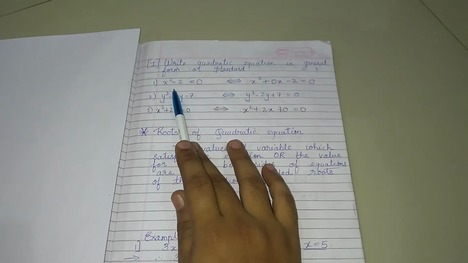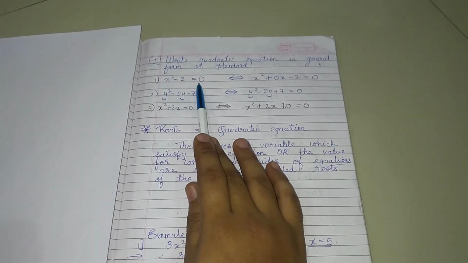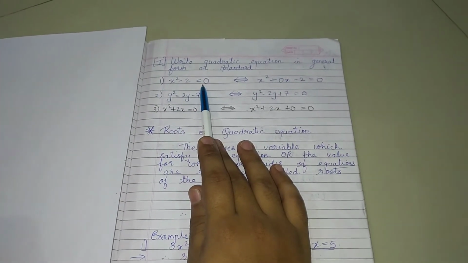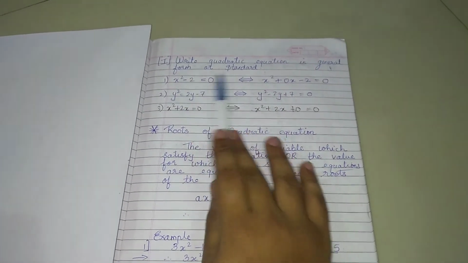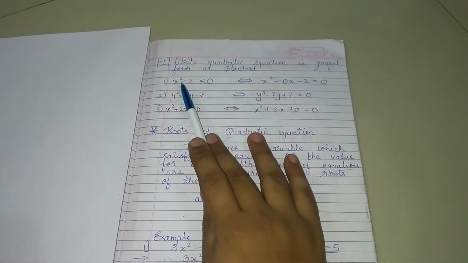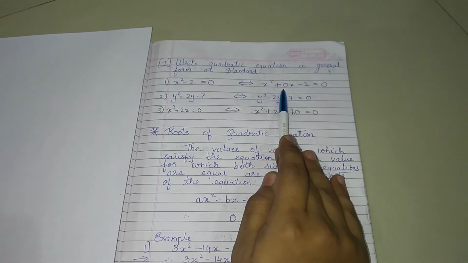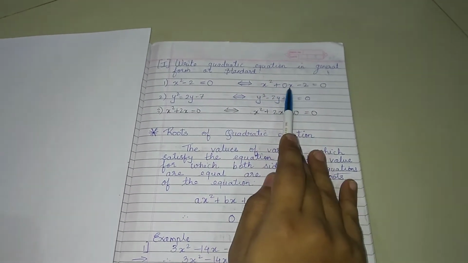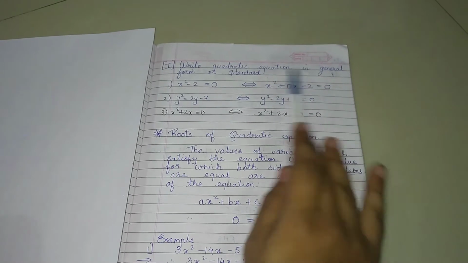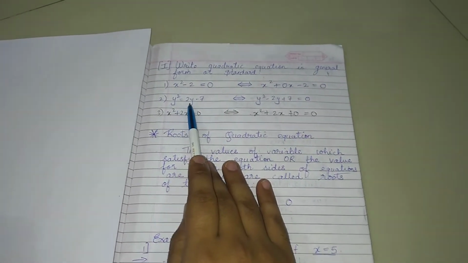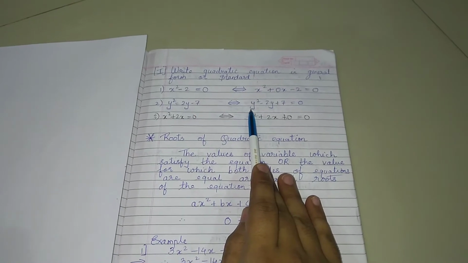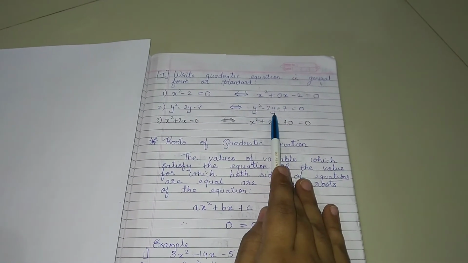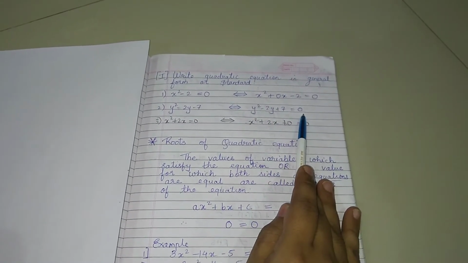It is given like x square minus 2 is equal to 0. So how to write this in general or standard form? We have x square. One x term is missing, so we can write it as x square plus 0x minus 2 is equal to 0. Y square is equal to 2y minus 7, so we can write this as y square minus 2y plus 7 is equal to 0.